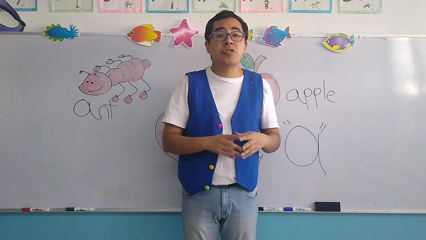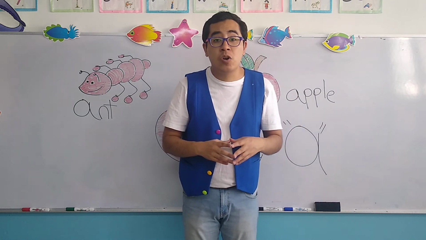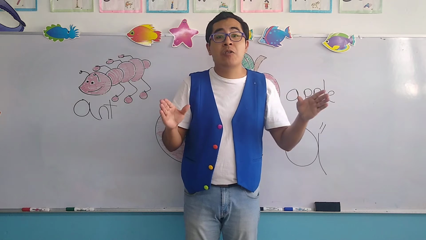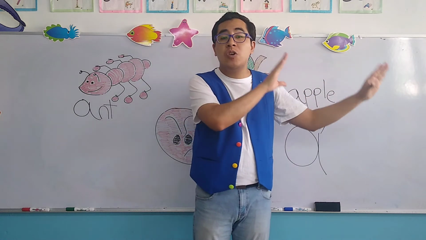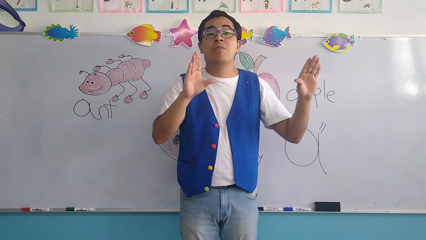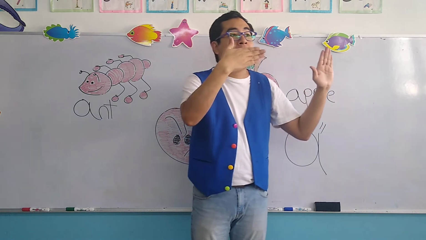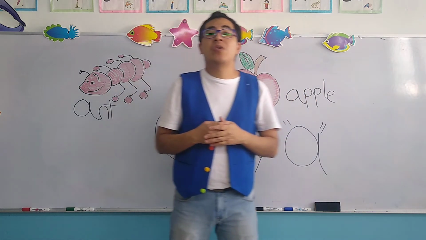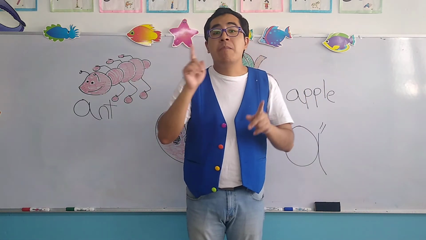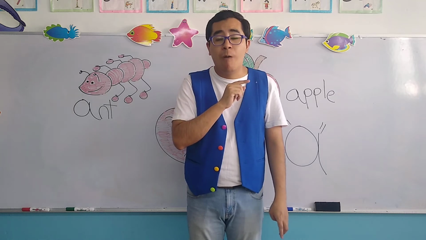And finally, the last object was arrow. Now remember, an arrow is a symbol that indicates us where to go. Una flecha es un símbolo que nos indica a dónde ir. Okay, very good. Now, today we're going to continue with letter A, but in small form.